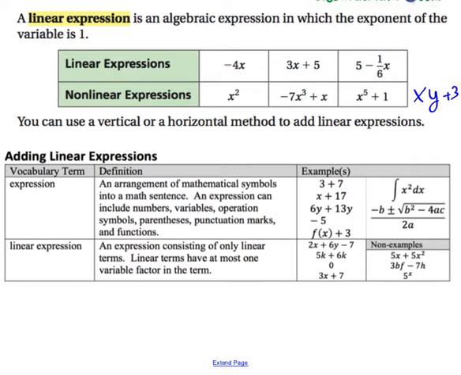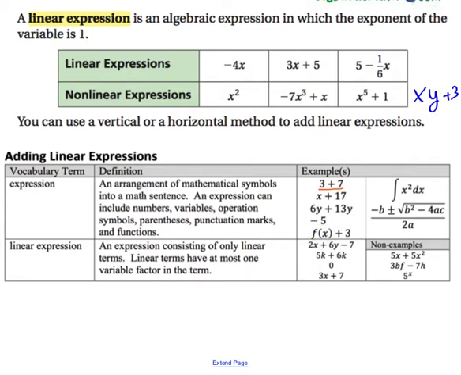So, vocabulary term, expression: an arrangement of mathematical symbols into a math sentence. An expression can include numbers, variables, operations, symbols, parentheses, punctuation marks, and functions. For example, 3 plus 7 is an expression. X plus 17, 6y plus 13y, negative 5. F of x plus 3, this is actually including a function. We won't talk about those until 8th grade.